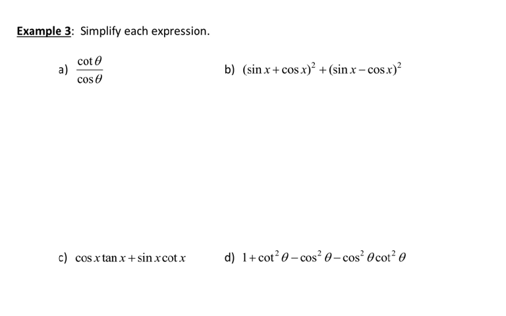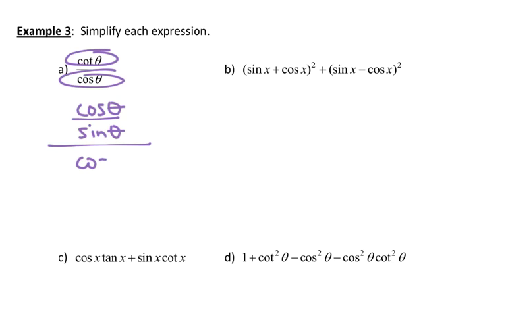One of the techniques we use is we change everything to be in terms of sine and cosine, because it turns out that all the trig functions can be rewritten as a sine or cosine. So cotangent, we said, was the same as cosine over sine. And then I can't do anything to that denominator.